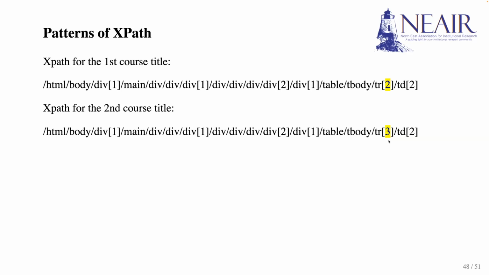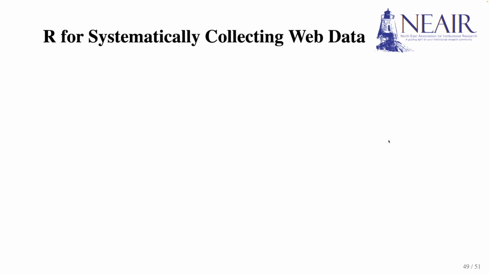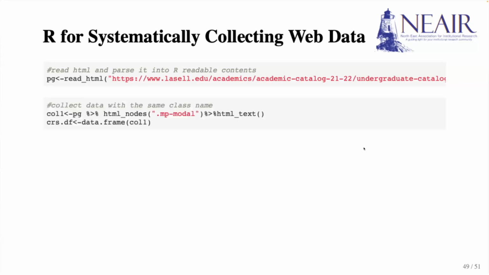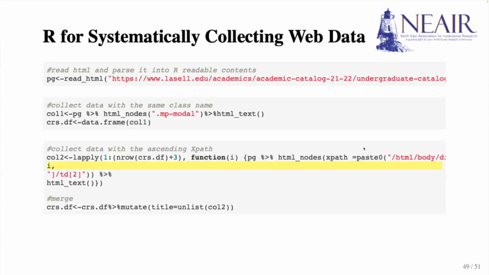Now we've identified the class name and XPath for course code and course title, respectively. We're ready to build some R code. We begin by reading the HTML link. Then we use the class name of the course code to extract all the course codes. The next code chunk is a bit more complex, using the pattern of XPath for course titles. We created a loop to extract the course titles one by one by increasing the i value incrementally.